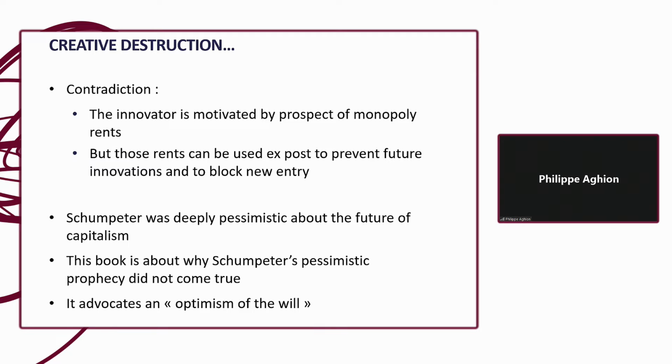And regulating capitalism is mainly about how to deal with this contradiction. You need rents to motivate innovation, but those rents can be used ex post by yesterday's innovators to prevent subsequent innovation. Schumpeter himself was deeply pessimistic about the future of capitalism because he thought that the first innovators would turn into entrenched conglomerates that would successfully bribe the state and prevent subsequent innovation. In this book, we are much more optimistic than Schumpeter because we believe that there are forces that can be activated which avert the pessimistic prediction that he had. That's why we advocate an optimism of the will, instead of pessimism.